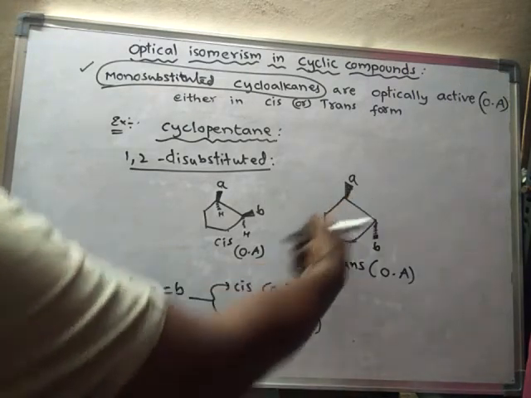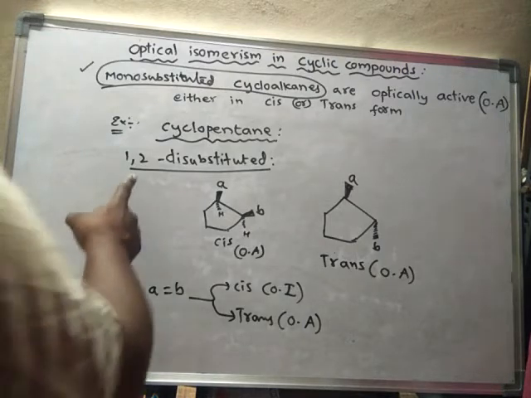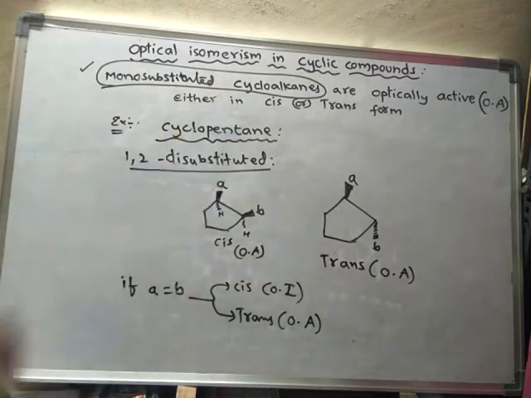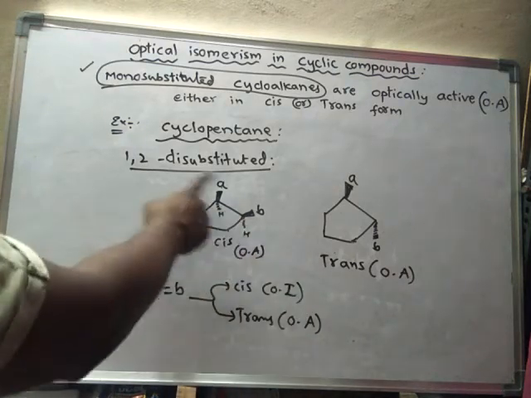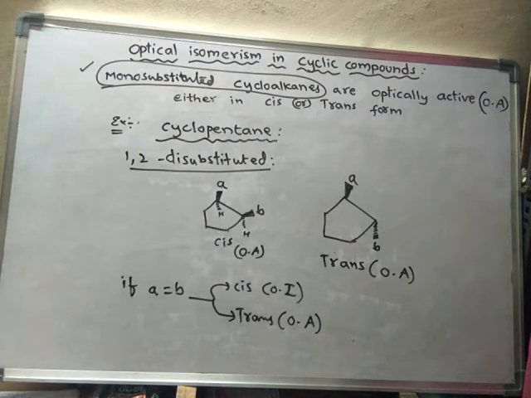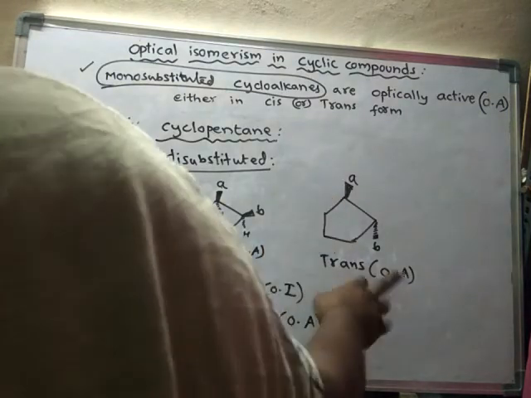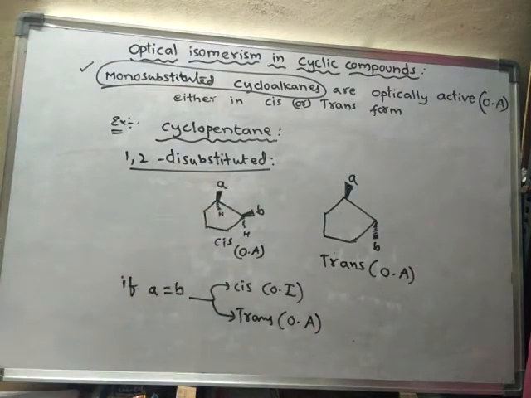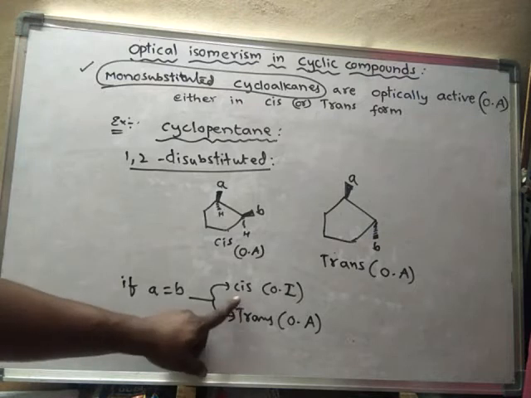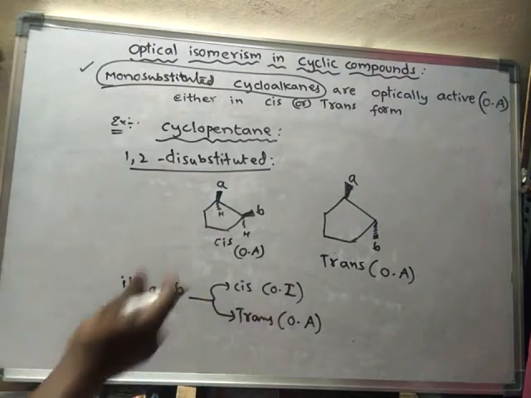Optically active because there won't be any plane of symmetry or center of symmetry or alternating axis of symmetry. So in 1,2 disubstituted cyclopentane, generally if these two groups are different, then the cis form is optically active, and even the trans form is optically active. But if A is equal to B, that means these two groups are similar, then the cis form will be optically inactive because there exists a plane of symmetry.